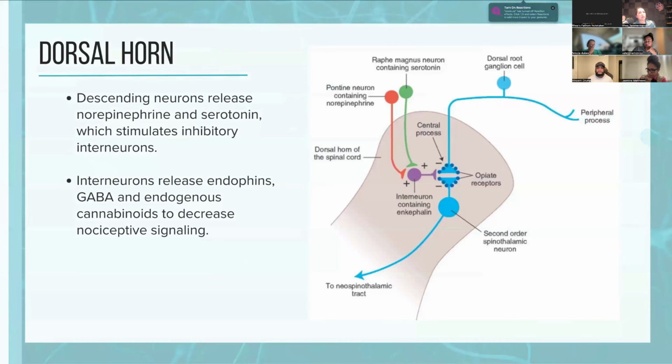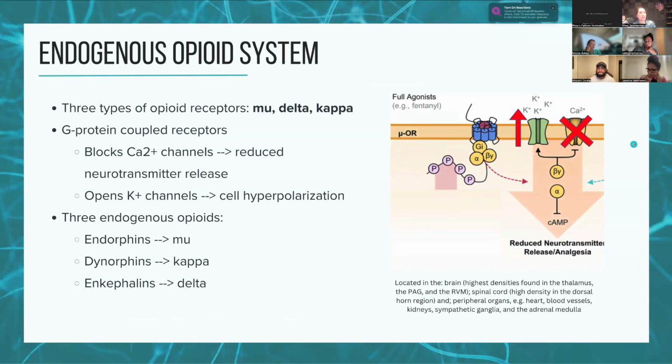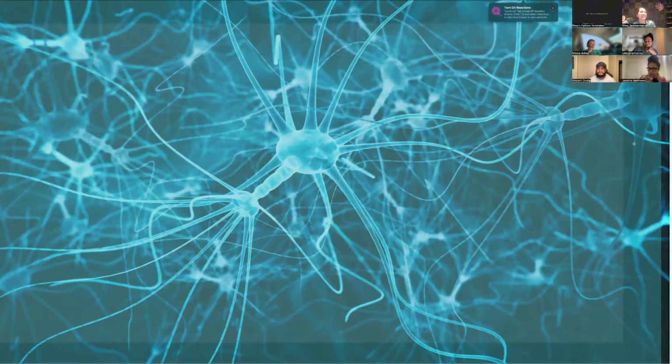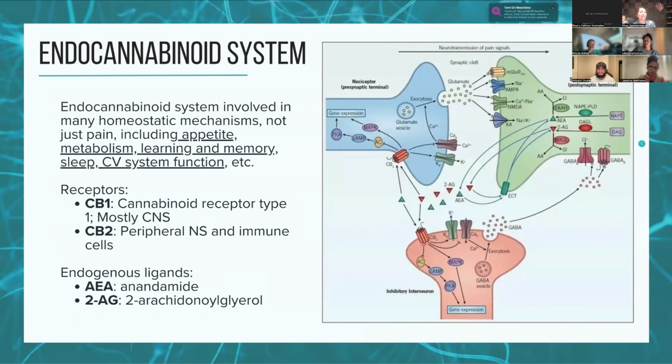Why did I put these transitions in here? Okay. So that's down in the substantia gelatinosa.